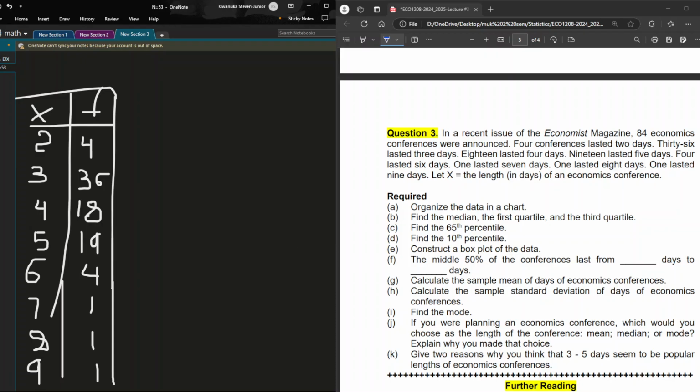Then find the mean, first quartile, and third quartile. Whenever we see that, we should know at the back of our minds where the question is landing us: constructing the box plot.